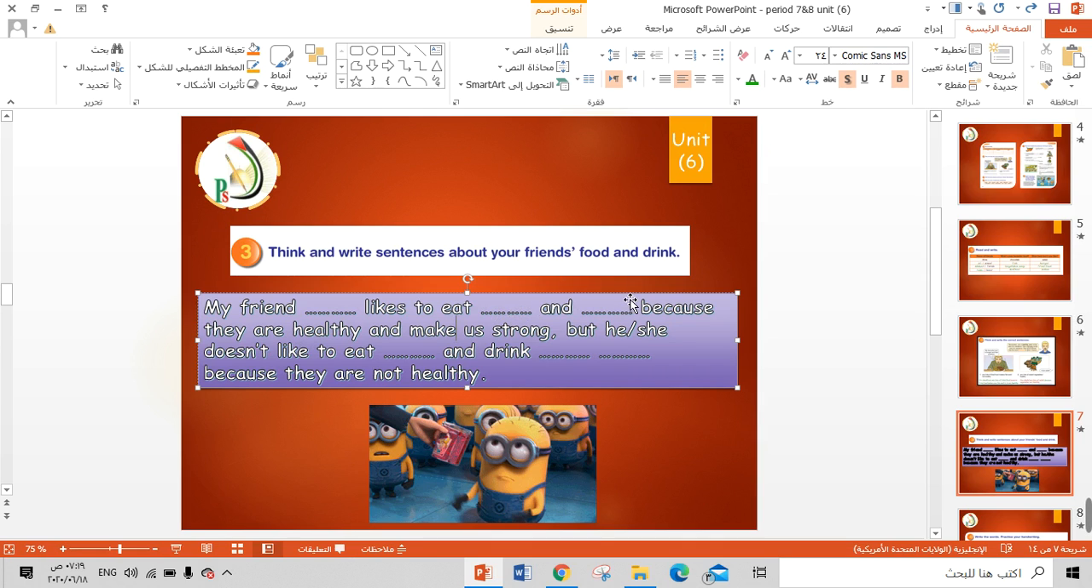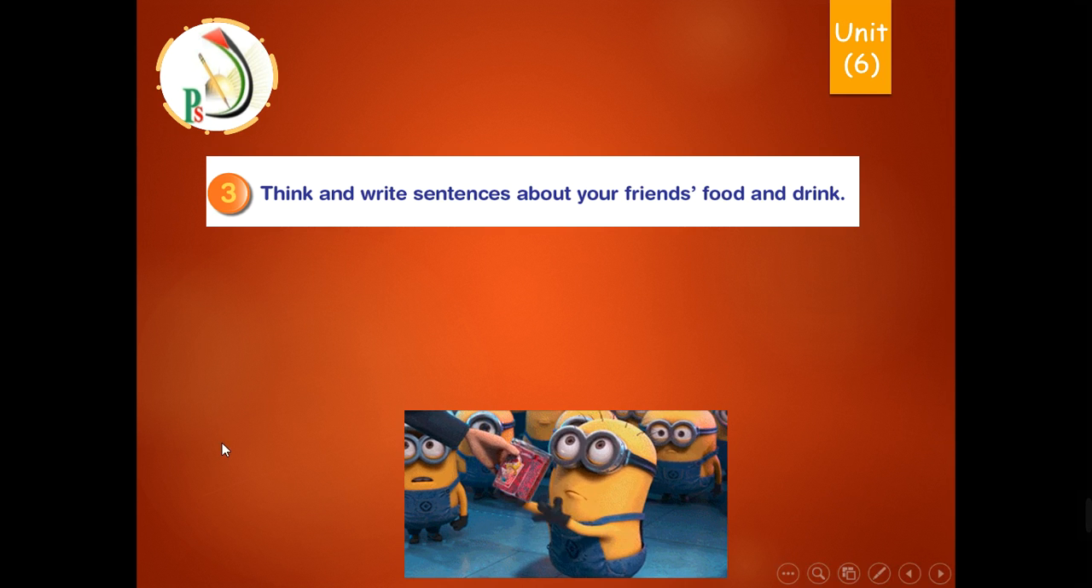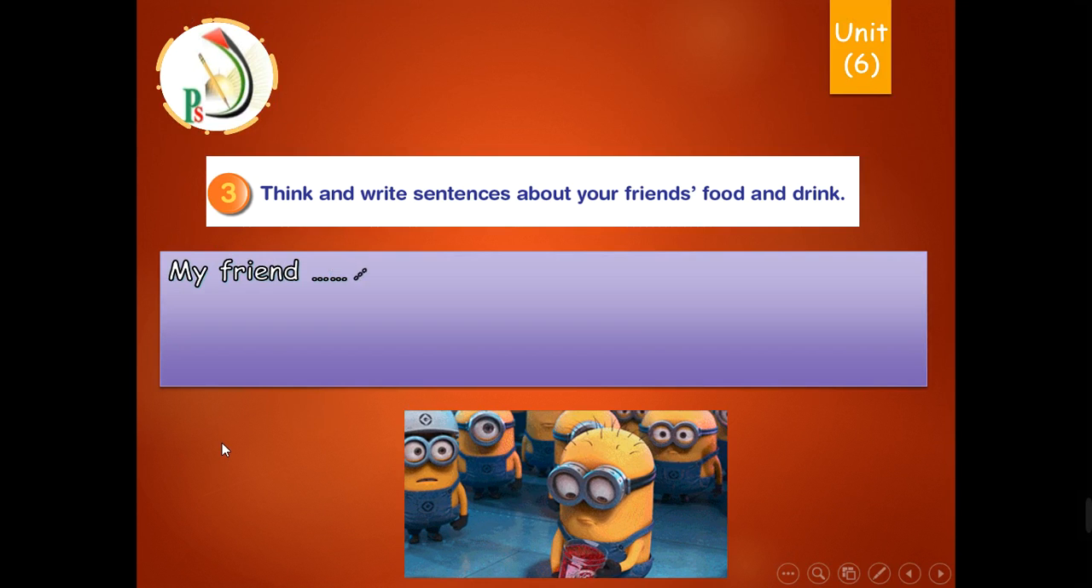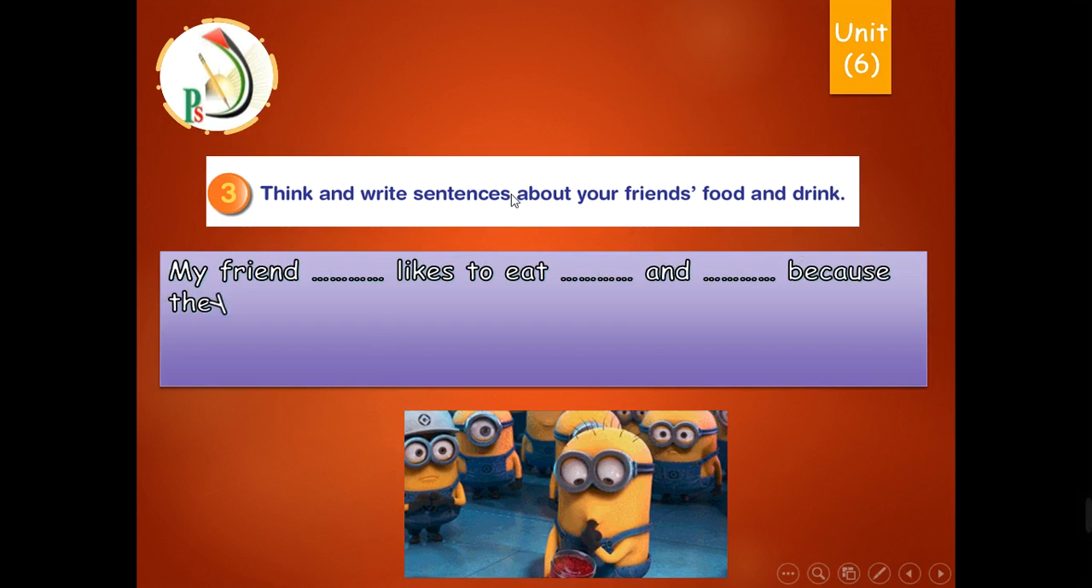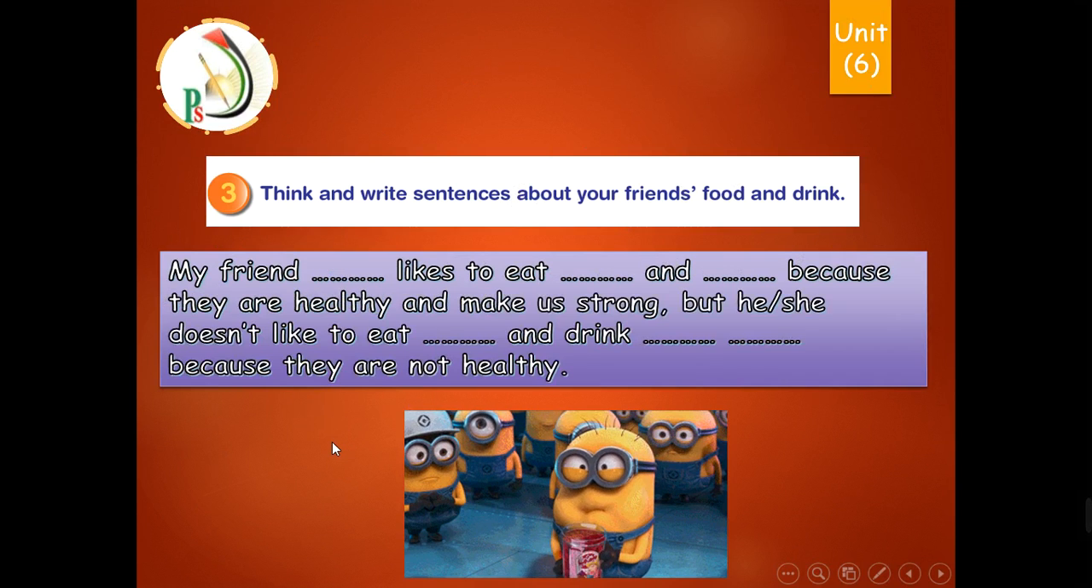Fruit and vegetables because they are healthy and make us strong. But she, because she's Anna, she doesn't like to eat burgers and fizzy drinks because they are not healthy. You can write whatever you want, you can change it, and this is just an example to help you write the sentences about your friend's food and drink.